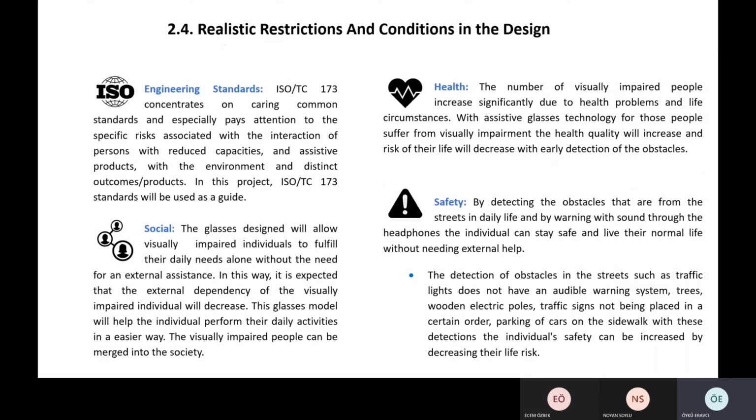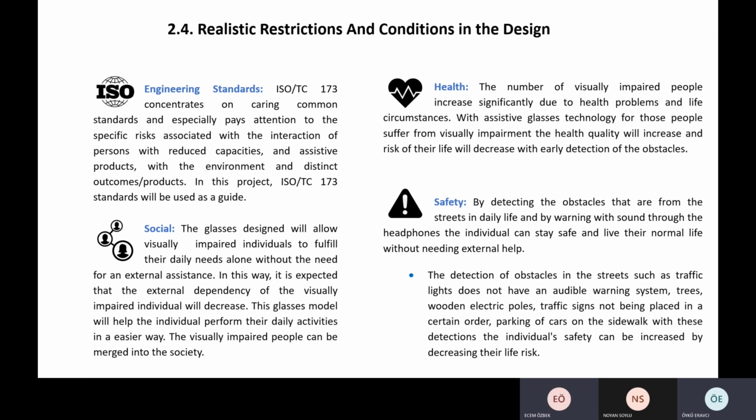I will talk about the realistic restrictions and conditions in the design. In this project, International Organization for Standardization TC 173 standards will be used as a guide. The primary objective of TC 173 is to produce standards in the field of assistive products and related services to assist a person in compensating for reduced abilities. The glasses design will allow visually impaired individuals to fulfill their daily needs without needing external assistance. This glasses model will help the individual perform daily activities more easily. Visually impaired people can merge into society.